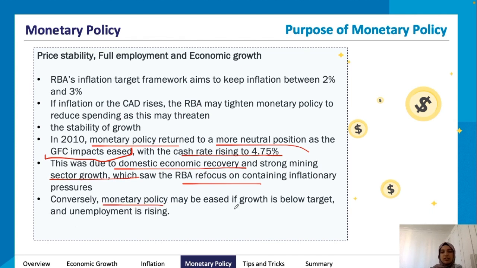Conversely, monetary policy may be eased if growth is below the target and unemployment is rising. Okay? So that's again important to consider this idea that if growth is below the target and unemployment is rising, they're going to try and ease up the monetary policy, the cash rate, interest rates, and try to control it less than they would be when they're tightening it.